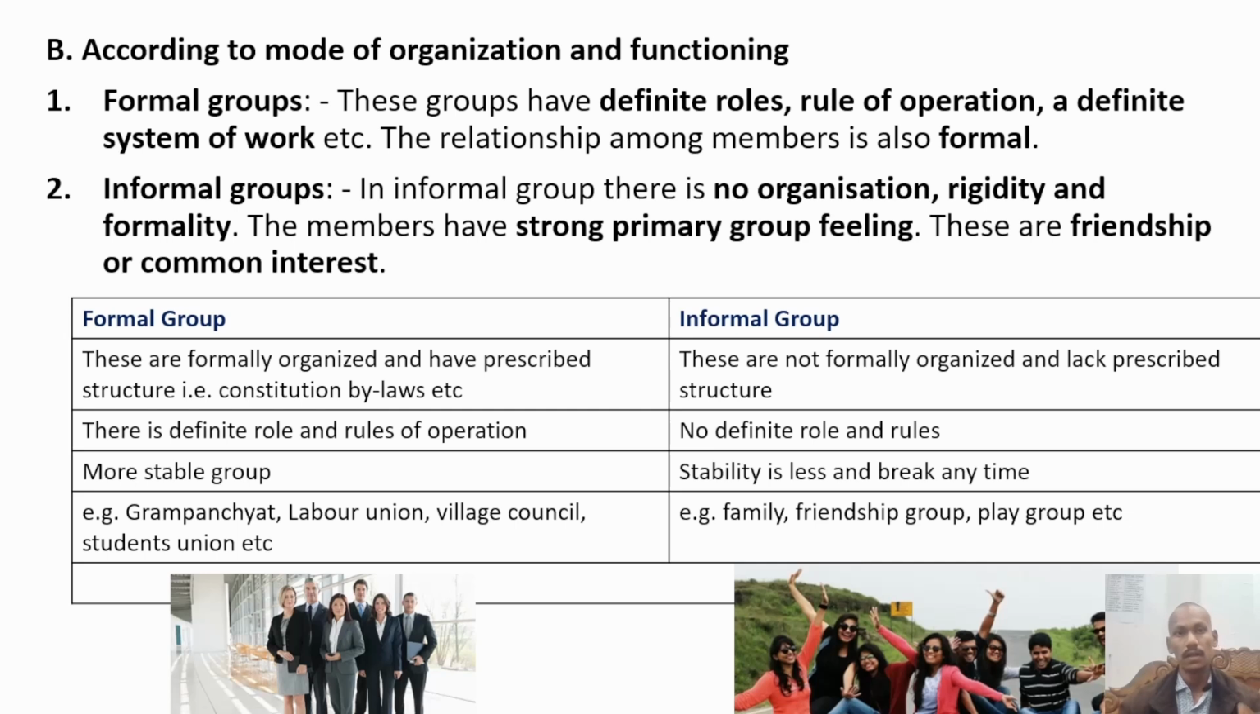Examples of formal groups are gram panchayat, labor union, village council, student unions, because they have formal working in their life. The posts in a gram panchayat are sarpanch, then gram sevak, and different kinds of gram panchayat members. These are formal groups. Informal groups are family, friendship groups, and play groups. These are examples of informal groups.